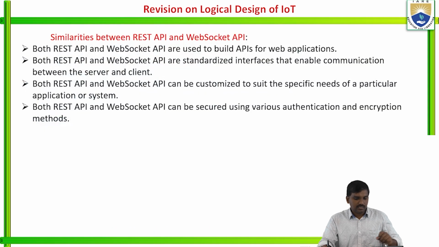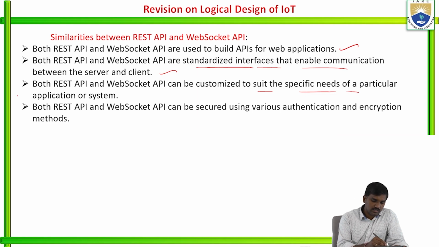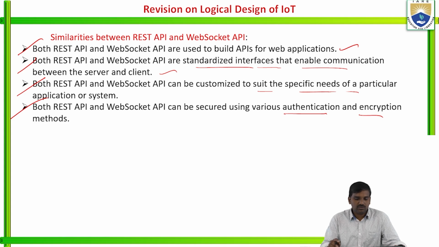Similarities between the REST API and WebSocket API. Both REST API and WebSocket API are used to build web applications. Both are standardized interfaces that enable communication between the server and client. Both are customized to suit the specific needs of a particular application or system. And the last similarity is that both are secured using various authentication and encryption methods. So these are some similarities between the REST API and WebSocket API.